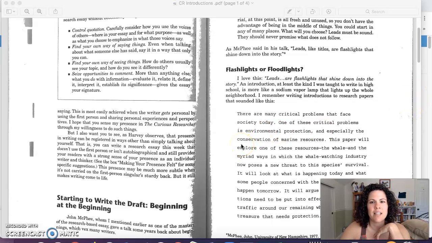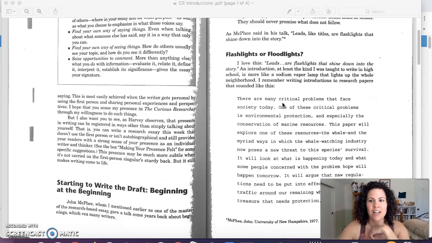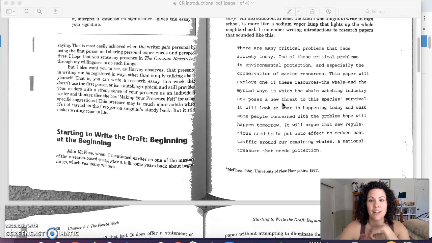And they have this example of flashlights or floodlights. And he says here, I love this, leads are flashlights that shine down into the story. An introduction, at least the kind I was taught to write in high school, and me too, is more like a sodium vapor lamp that lights up the whole neighborhood. I remember writing introductions to research papers that sounded like this.